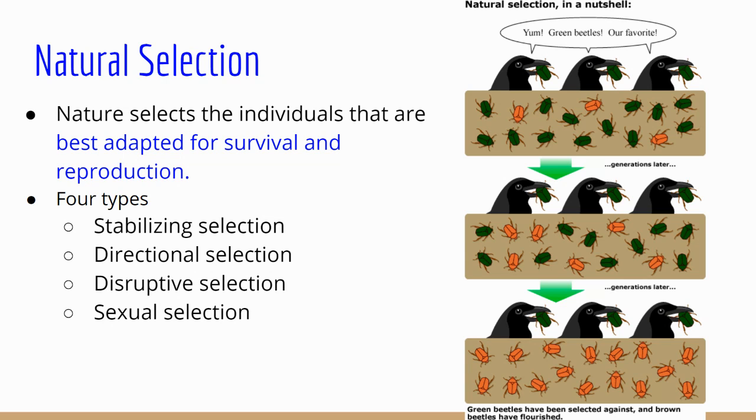So the ones who are best adapted for survival and reproduction are going to be the ones who survive and reproduce. There are four main types. There are stabilizing selection, directional selection, disruptive selection, and sexual selection.